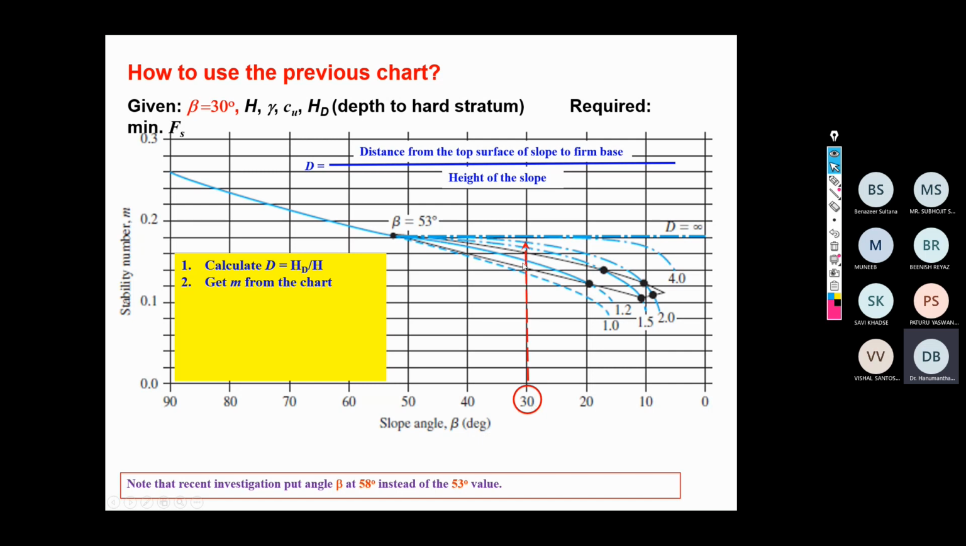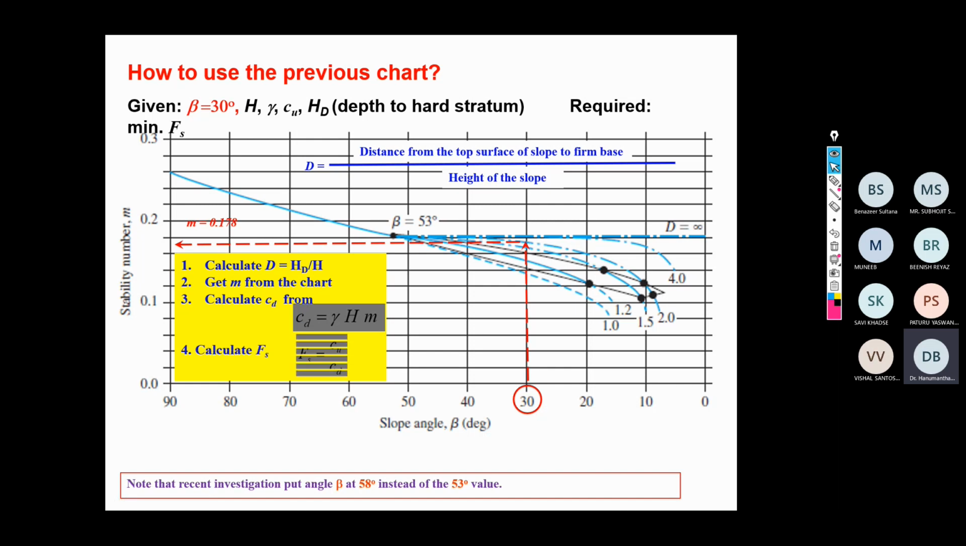So for example, here it is 30. So draw a vertical line. So here HD by D is approximately 2. From there you draw another horizontal line. That will give you the stability value, that is M. So here M is equal to 0.178. Once I know the M, I know the relationship, that is M is equal to CD by gamma H. So I know the M value, I can back calculate the desired cohesion.